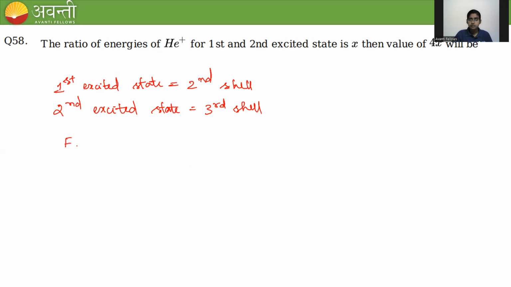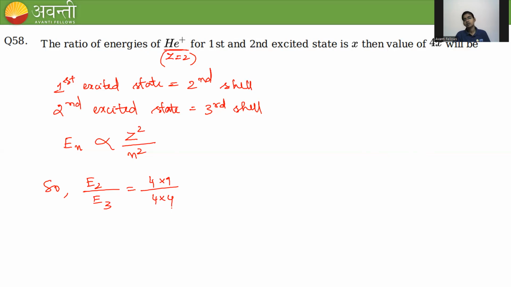And we know that energy of any nth shell is directly proportional to Z square and inversely proportional to n square. So E2 divided by E3 will be equal to 4 by 4 into 9 by 4. Z value for helium, atomic number for helium is 2, right? Because if we substitute for E2, it will be equal to 2 square is 4 by n value is 2, so 2 square is again 4.